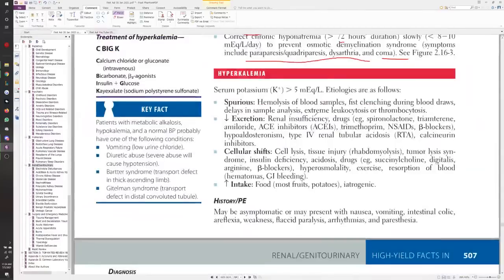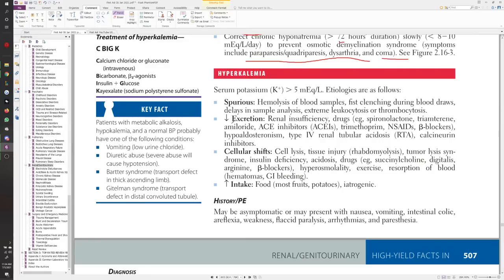Now when it comes to potassium, potassium is not so bad, right? Normal potassium is 3.5 to 5. If your serum potassium is more than 5, it could be due to one of these few things. Spurious, what does this mean? Hemolysis of blood samples, fist clenching during blood draws, delays in sample analysis, extreme leukocytosis, thrombocytosis. Right? These are the etiologies as follows.